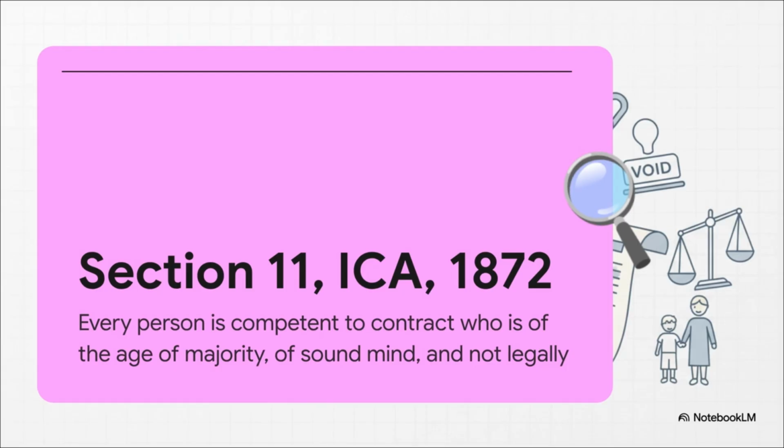First, attaining the age of majority. Second, possessing a sound mind. And third, not being legally disqualified. The absence of any one of these renders a person incompetent to contract.